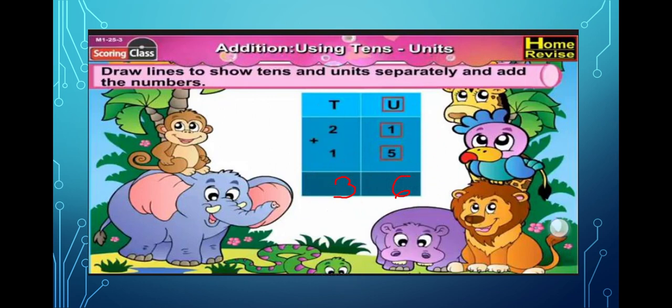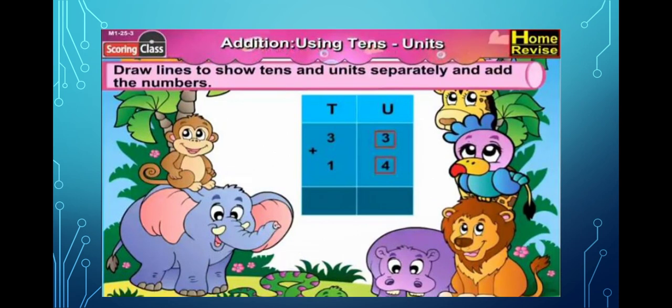Alright children, now one more example to show. This is also same as I told you. If you write here O or U, both are correct. But our textbook is following O. This is an example I have taken from outside, so that is why it is written here as U. Alright children, so let us add here 33. 33 means 3 tens and 3 ones. And here 14 means 1 ten and 4 ones.